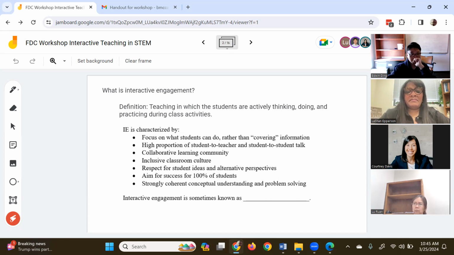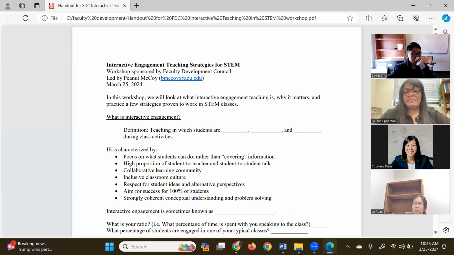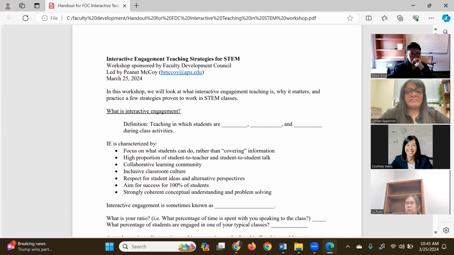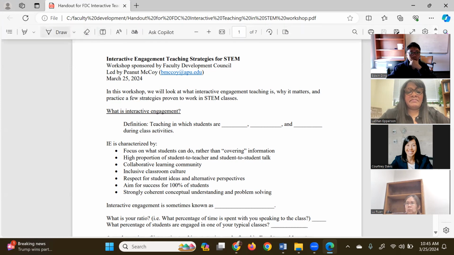So down here at the bottom, I've got a gap. Interactive engagement is sometimes known as, and if you're following along with the handout, I'm going to do some notating on the handout as well. So I might do this in class. I actually typically don't, but several people do to good effect. And we can just write straight into the handout.